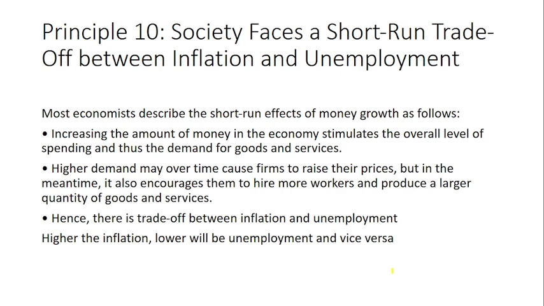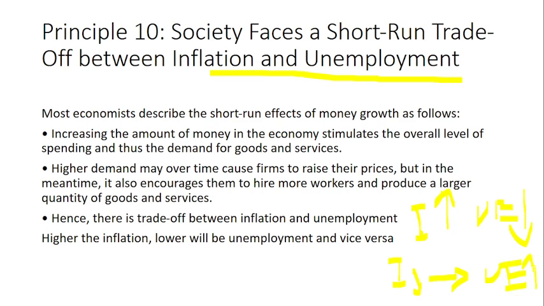Now the last principle, principle number 10. What does principle number 10 detail out? It says society faces a short-term trade-off between inflation and unemployment. It does mean, if inflation is high, then your unemployment will be less. And if your inflation is low, then your unemployment will be high. You know that inflation and unemployment, both are problems.